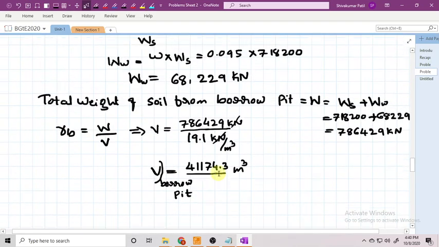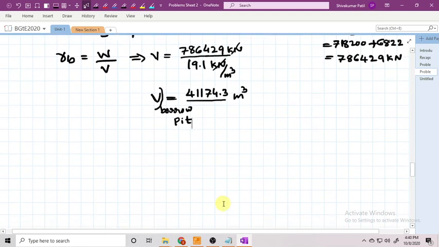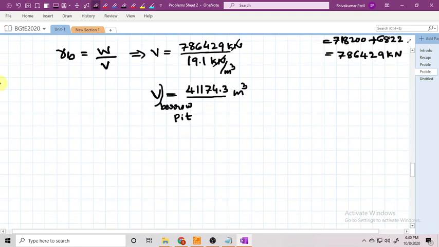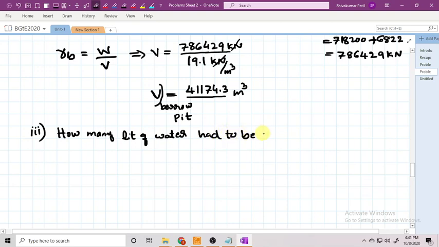So my third part of the question, let me write here. Third part: how many liters of water have to be added per trip?